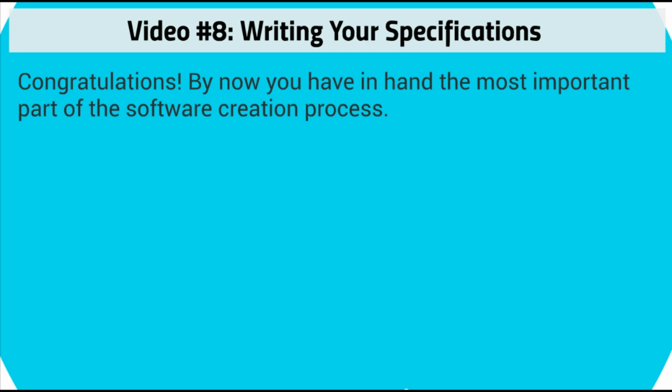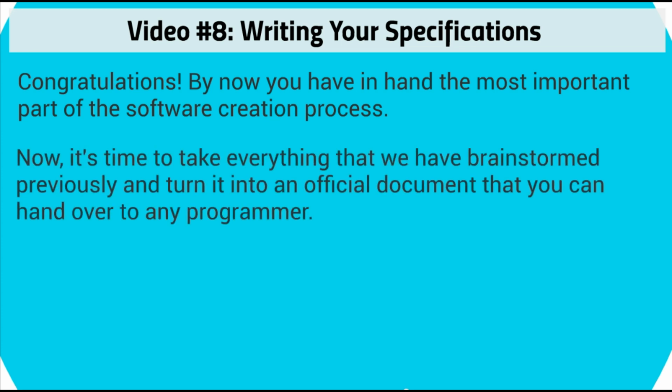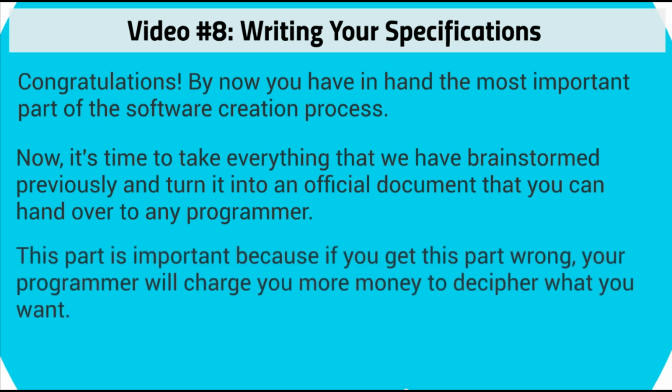So congratulations, by now you have in hand the most important part of the software creation process. Now all we have to do is take everything that we have put together and make it look like an official document that you can hand over to your programmer. This is a very important part, because if you get this part wrong, your programmer will charge you more money to decipher what you want.